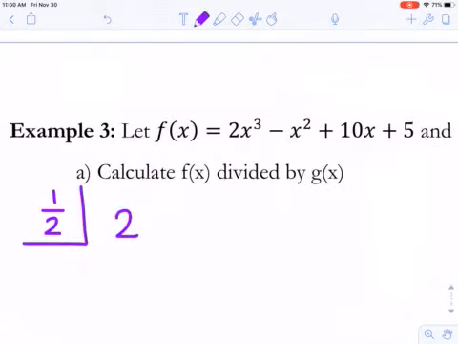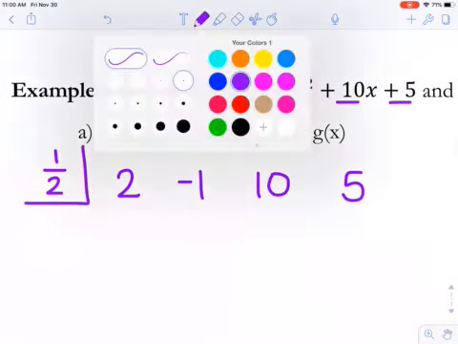We get a 2, a -1, 10, and 5. All I did there was list the coefficients. There were no missing terms, so no zeros are needed. Now we do the synthetic division.